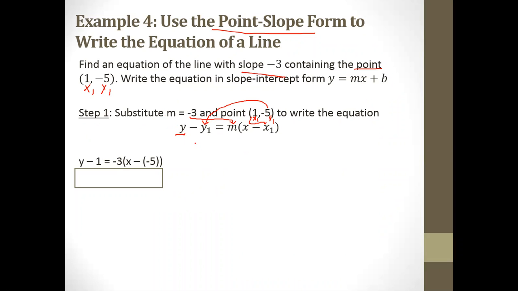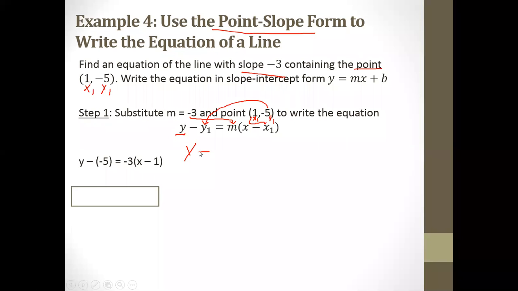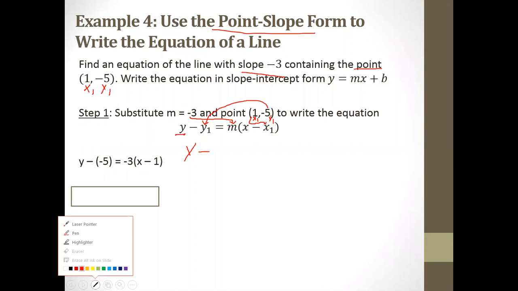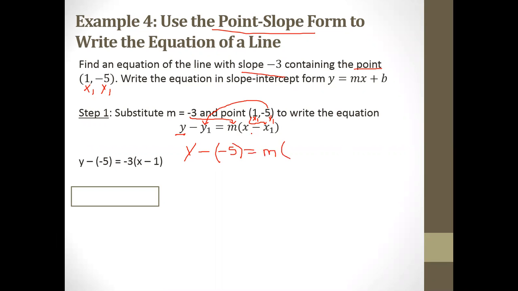So we got y minus our y sub 1, and our y sub 1 is -5. We'll put -5 in parentheses, equals m times x minus our x sub 1, which is 1, close the parentheses. So we have y minus -5. Now a minus and a minus side by side, remember this becomes addition. So this becomes y plus 5.